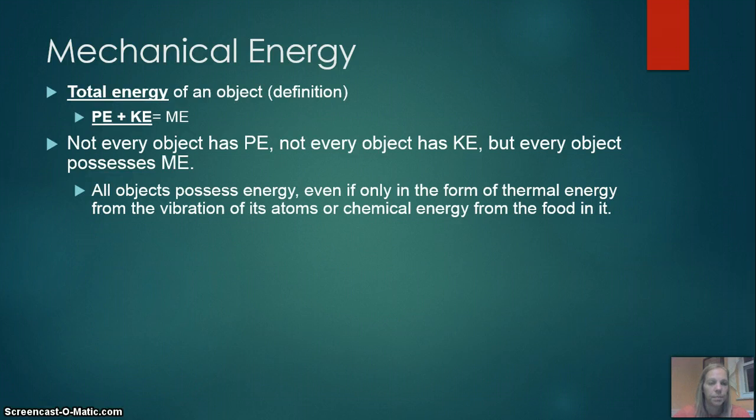Not every object has potential energy. Not every object has kinetic energy. But every object possesses mechanical energy. Because even if you're adding 0 potential energy to 5 joules of kinetic energy, you're still going to have a mechanical energy of 5. All objects possess energy. So there's not an object that doesn't possess any energy, even if it's only in the form of thermal energy, which is the random movement of the atoms that make it up, or chemical energy from things that it has consumed.